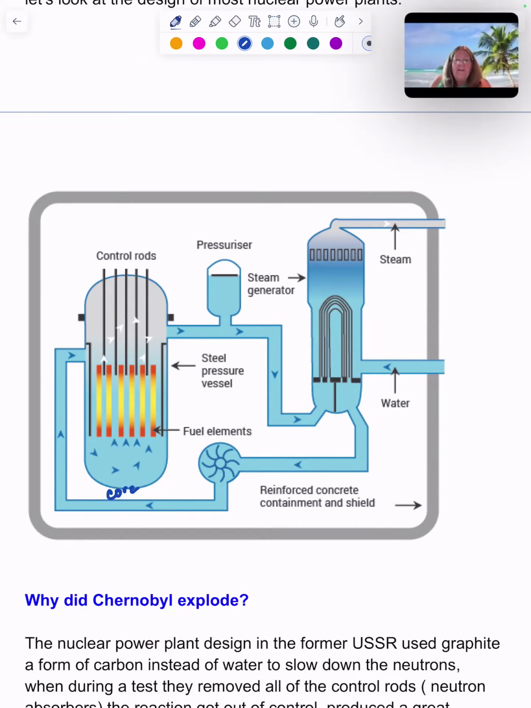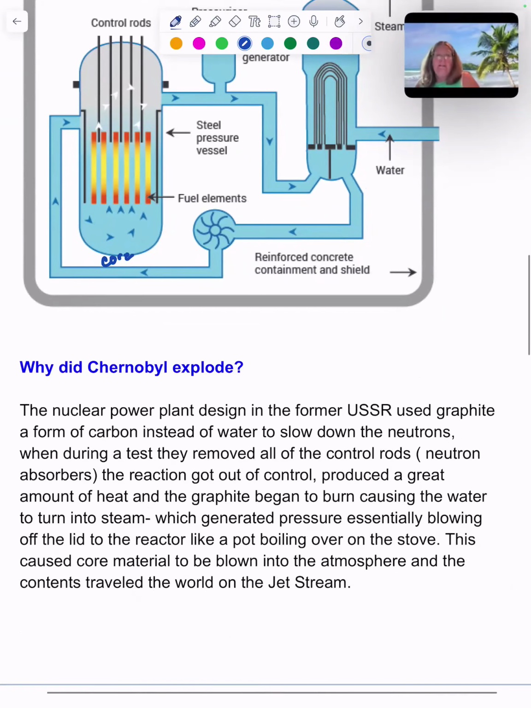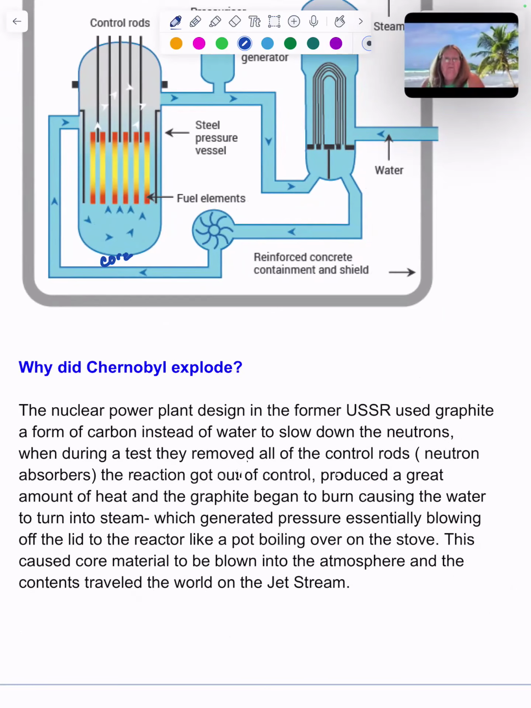So why did Chernobyl explode? We've all heard about Chernobyl. That was a nuclear power plant in 1986 that exploded. Well, they had a different design than the US plant. Here in the US, we use water to slow down the neutrons. They use graphite. Very effective. But the problem with graphite, it's a form of carbon. It burns. So they were testing what would happen if you pulled all the control rods out.